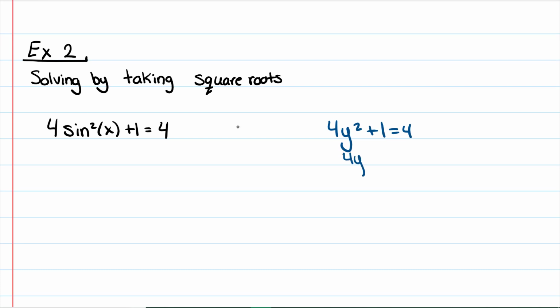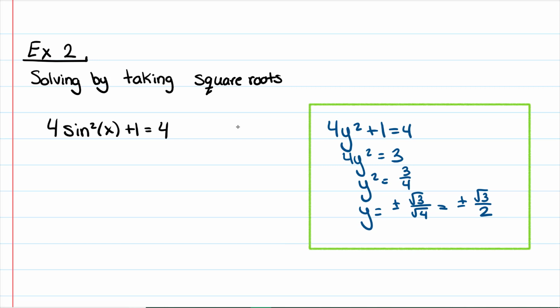You would get 4y squared is equal to 3, y squared is equal to 3/4, and y is equal to plus or minus radical 3 over radical 4, which is plus or minus radical 3 over 2. This is the old Algebra 1 version of this problem. We're going to follow those same exact steps, but now we're going to involve sine instead of y.